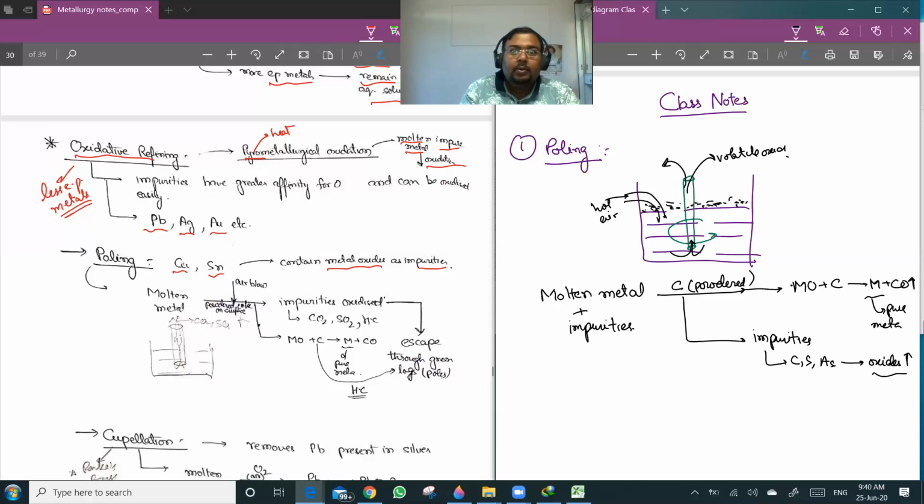Since we are using green wooden poles for this process, the process is known as poling. Poling is used mainly for copper and tin. This you should keep in mind.